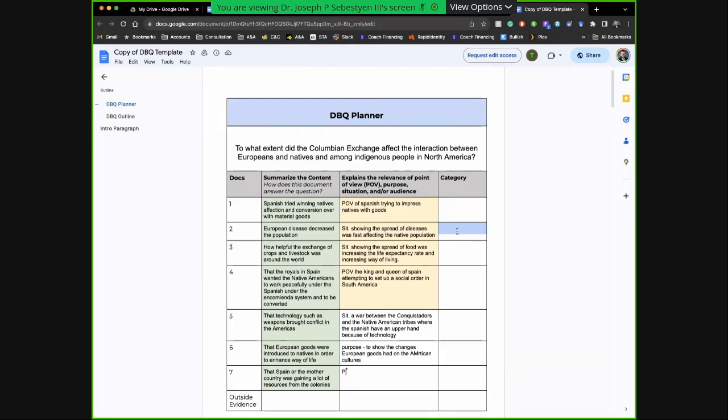The sixth one was, let me look at it. It was basically showing a missionary and how manufactured items were being brought into the Americas in order to enhance, I guess, way of life, was what I took from it. So the purpose was to show the changes European goods had on the American cultures. And then I haven't quite finished document 7 yet. Okay, no worries. That's good.